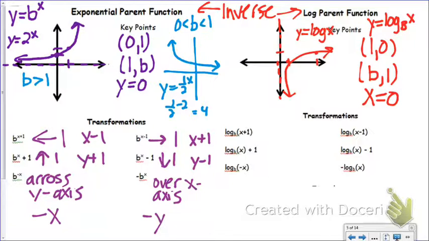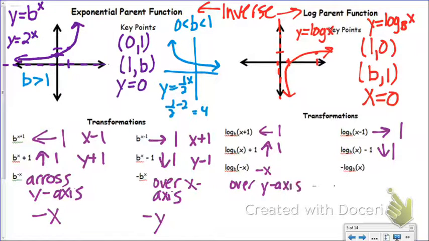Alright, then if you look over here on the right with logs, again, it just looks a little bit different, but the same idea with your transformations. If it's with the x and next to it, it's a horizontal transformation. So that first one would go to the left one, then to the right one, up one, down one, and then again the same type of reflection. This would be a negative x-coordinate. It's going to reflect it side to side, so over the y-axis. And then this one's going to be a negative y-coordinate, so it's going to reflect it over the x-axis.